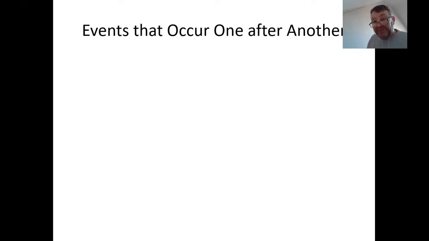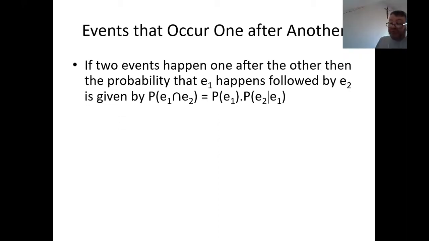Are we replacing the previous event or are we keeping it out of the original group? And if it's being kept out, then that means you're going to change the denominator of the fraction representing the probability by 1 for each successive thing that you actually remove. Okay, so if 2 events happen one after the other, then the probability that the first event happens followed by the second event is given by the probability of E1 intersection E2 is the probability of E1 multiplied by the probability of E2 given E1.